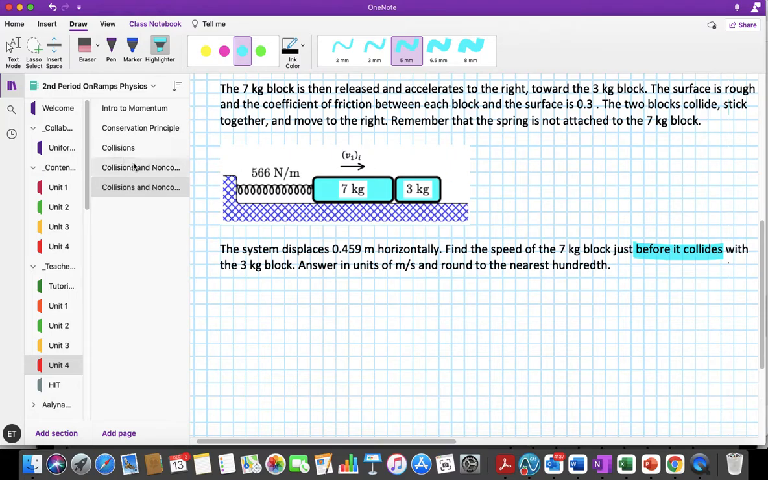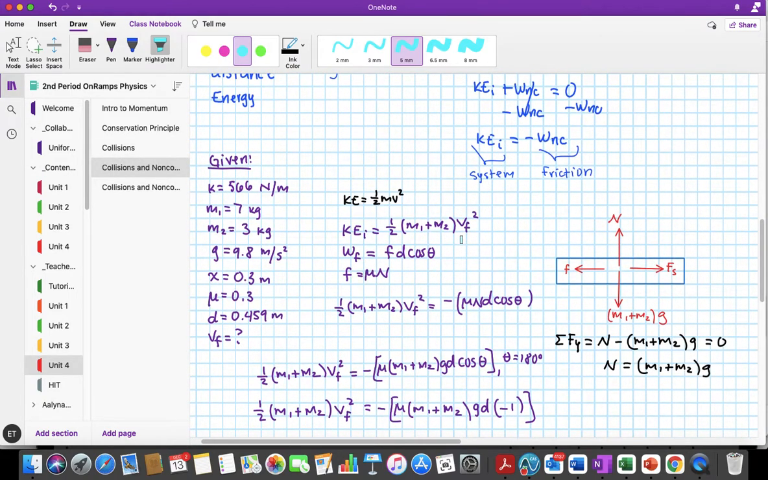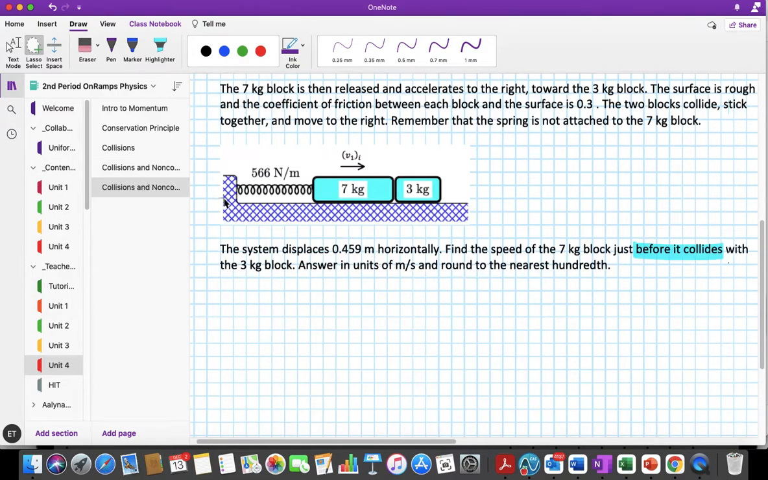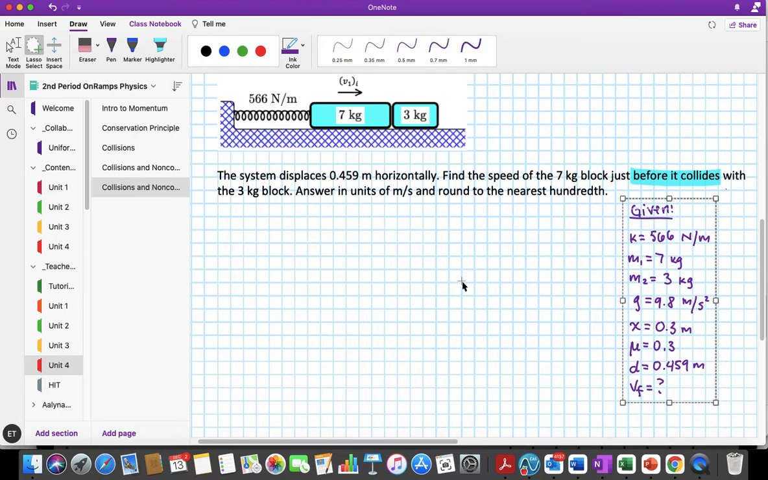Okay, I'm going to copy the given. I'm not going to do this again. It's a lot. We have the same, right? The question will change, but over here, we'll have the same stuff.